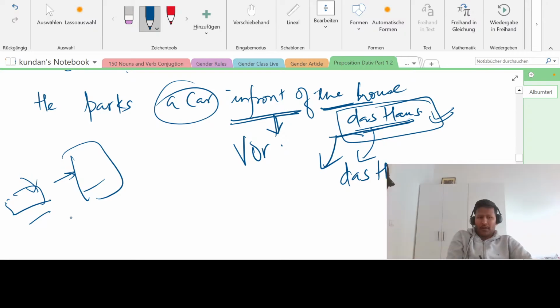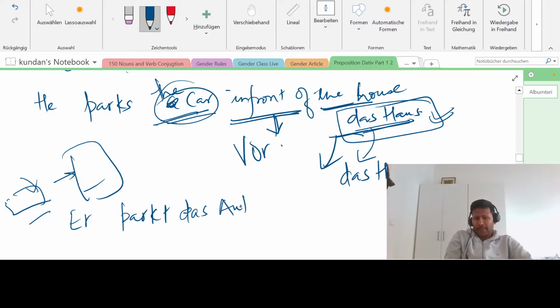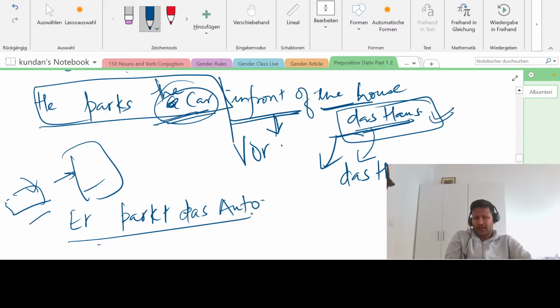So how will we say he parked what? Ein Auto or das Auto. He parks the car because he knows his car. So, Er parkt das Auto. Er parkt das Auto. Till here there is no doubt, right? He parks the car. Er parkt das Auto. Where is he parking the car? In front of the house.